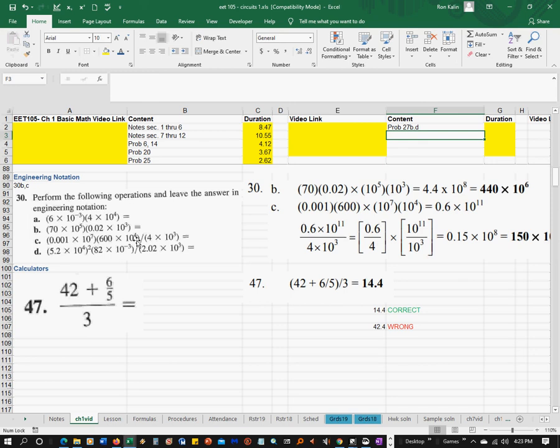EET 105, Chapter 1, Problem 30, B and C. Perform the following operations and leave the answer in engineering notation.